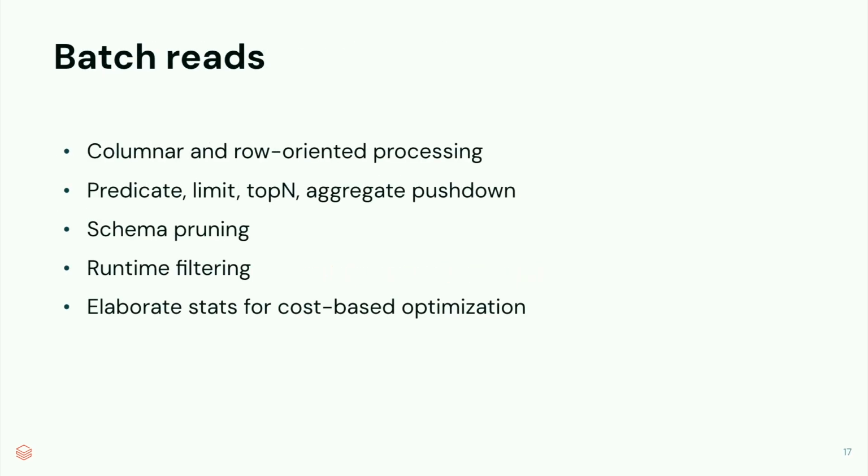There are lots of things to make batch reads efficient. So you have columnar and row-oriented reads. You have predicate, limit, aggregate pushdown. You have schema pruning. You have different types of runtime filtering. Connectors can also expose stats, and then Spark can use those stats to do cost-based optimization. So a lot of community effort went into making sure that the batch reads are efficient.